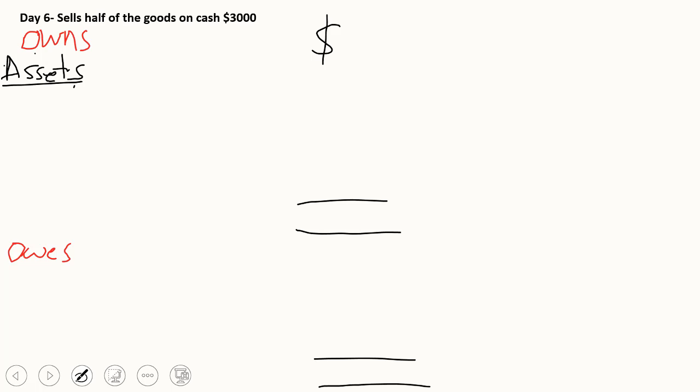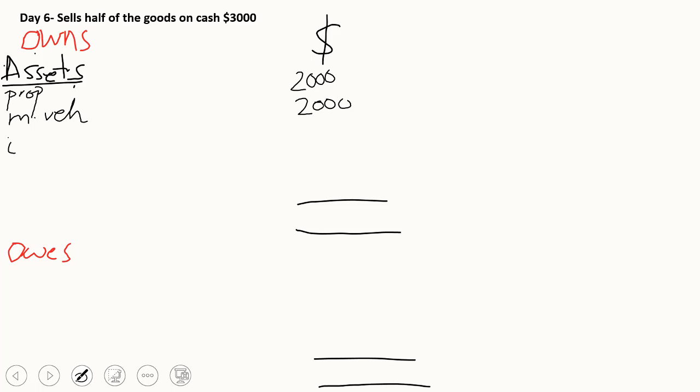Okay, so day 6 now. Sell half of the goods on cash, $3,000. It means half of the inventory, whatever it was, half of the inventory is sold for $3,000 cash. Now let's see the accounting treatment. I will start with non-current assets first. So property, there is no effect and it will remain same, 2,000. Motor vehicle, it will remain same as well, 2,000.